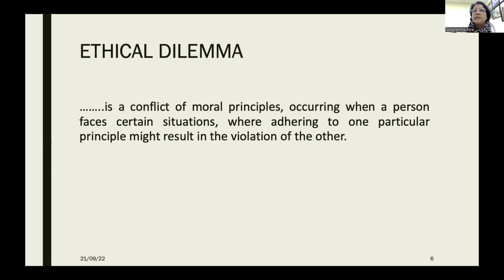So these crossroads lead us to something called the ethical dilemma. It is a conflict of moral principles, and it occurs when a person faces situations where adhering to one particular principle might result in the violation of another. So it is as simple as I have read out, and let's see how these ethical dilemmas create problems for us, and how we are going to actually overcome them.